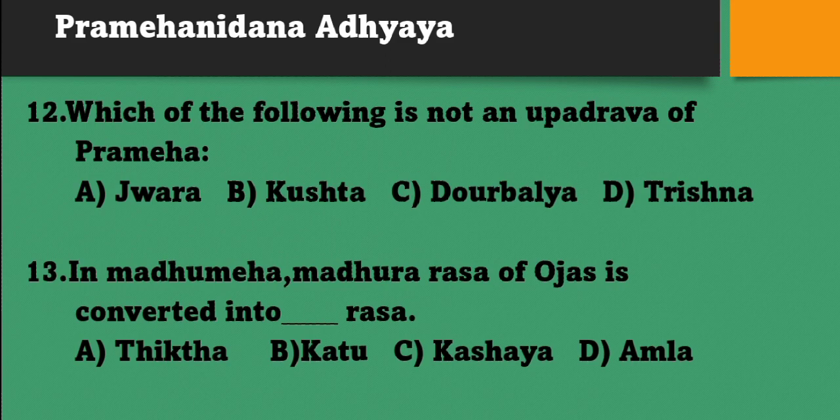Which of the following is not an Upadrava of Prameha? Jvara, Kushta, Daurbalya, Trishna. Jvara, Daurbalya, Trishna are Upadravas of Prameha. So, option B, Kushta is the answer. In Madhumeha, Madhura Rasa of Ojas is converted into which rasa? Tikta, Katu, Kashaya, Amla. In Madhumeha, Madhura Rasa of Ojas is converted into Kashaya Rasa, option C.